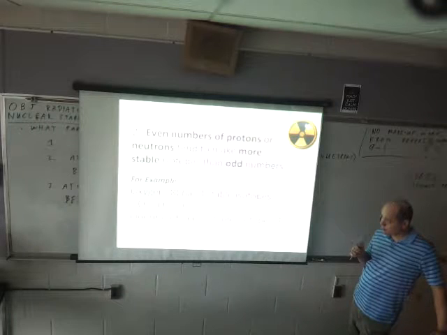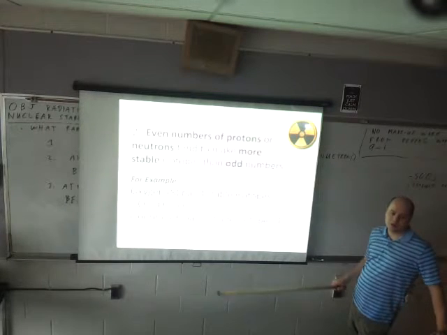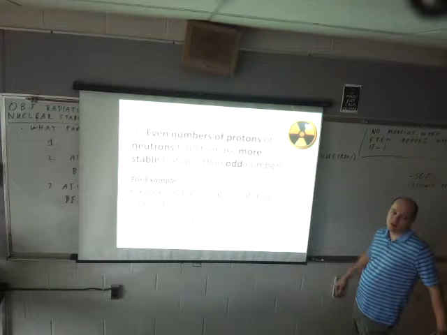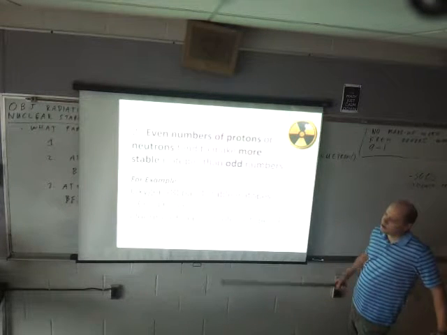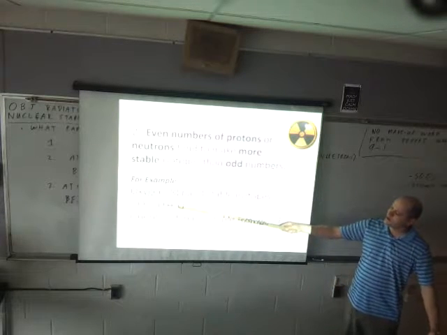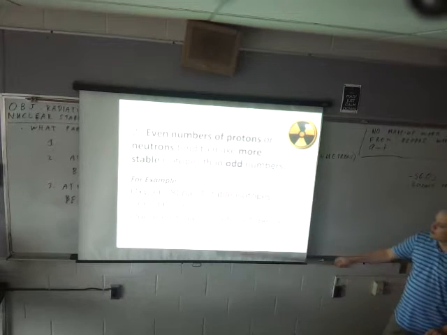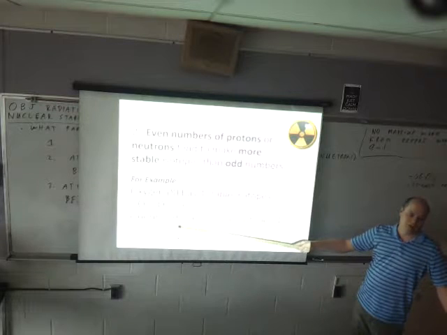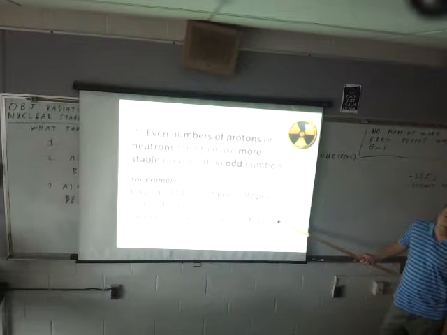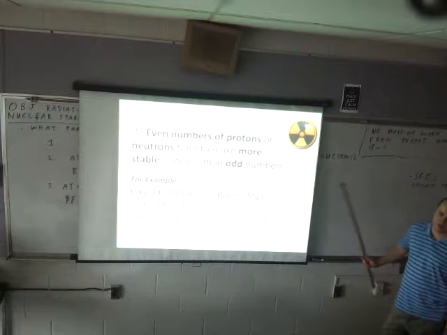Okay, so here's an example to look at. Oxygen is atomic number 8. Atomic number 8 means it has 8 protons. Since it has an even number of protons, it has 3 stable isotopes, oxygen 16, oxygen 17, and oxygen 18. On the other hand, fluorine, atomic number 9, has 9 protons. It only has 1 stable isotope, fluorine 19. The rest are all radioactive.